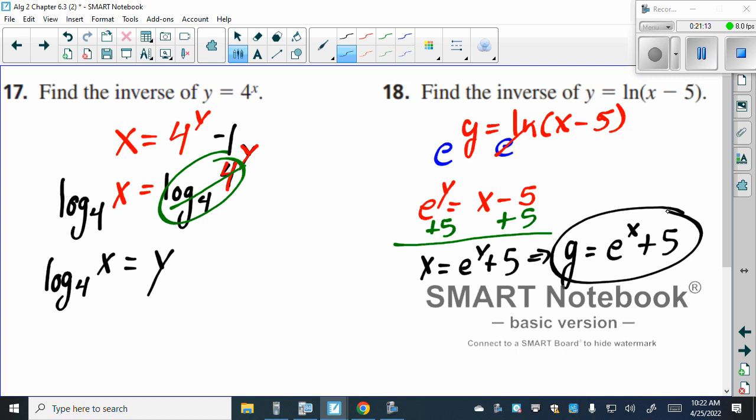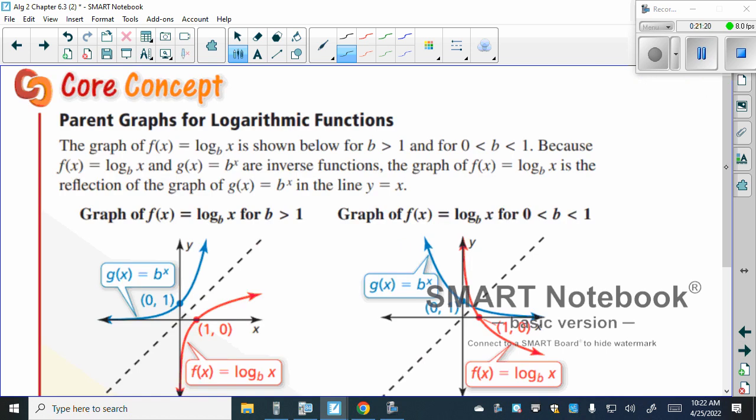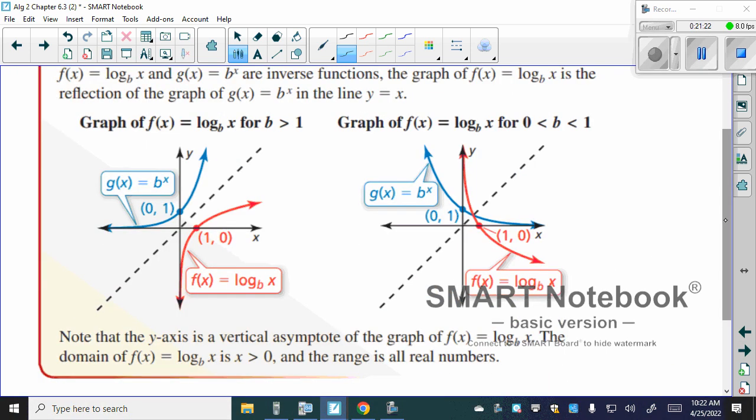Any questions on this here? So this here, parent graphs and logarithmics, is a way to see graphically that these are inverses of each other. They are mirror images across the line y equals x. So we do have inverses.